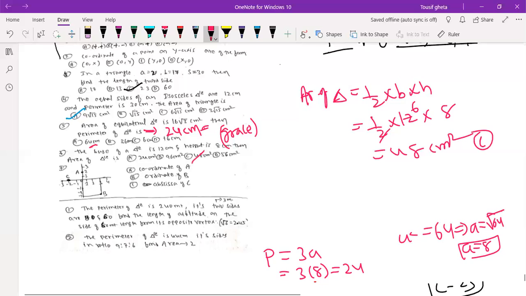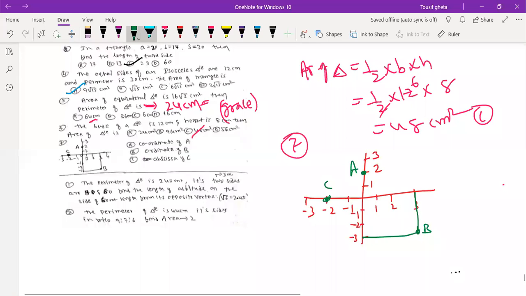This was the sixth. Seventh question is what? Coordinate of A. A is visible. Let me erase a few things. I have already made this ready-made so that you can directly focus on the solution. Coordinates of A. This is the point A, right? So what are the coordinates of A? It is on the y-axis, right? So 0, 2. Y will be 2.